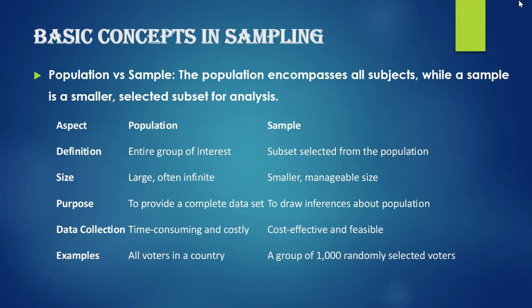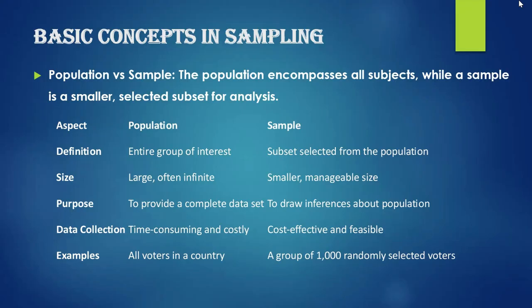Next, we'll see some basic concepts in sampling. In research, understanding the concepts of population, sample, sampling frame, and sampling unit is crucial for designing effective studies and ensuring reliable results. Each of these concepts plays a unique role in the data collection process, and impacts the validity and reliability of the research findings. Now, first, let us see about population versus sample.